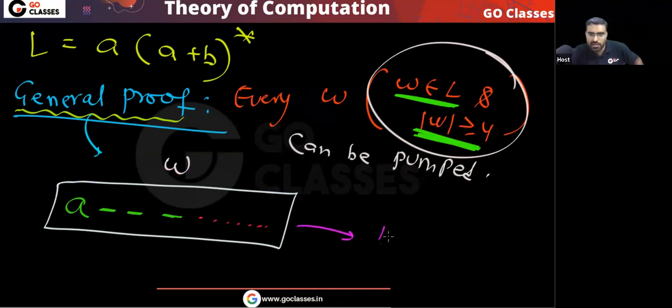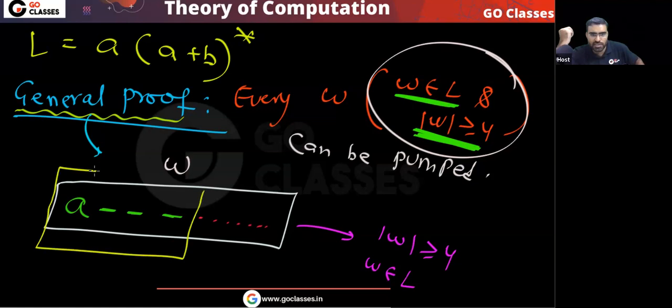You can notice here the length of W is greater than or equal to 4. You can notice the length is greater than or equal to 4 and W belongs to L. Now you tell me which Y will work. First of all, in which area will you find the Y?